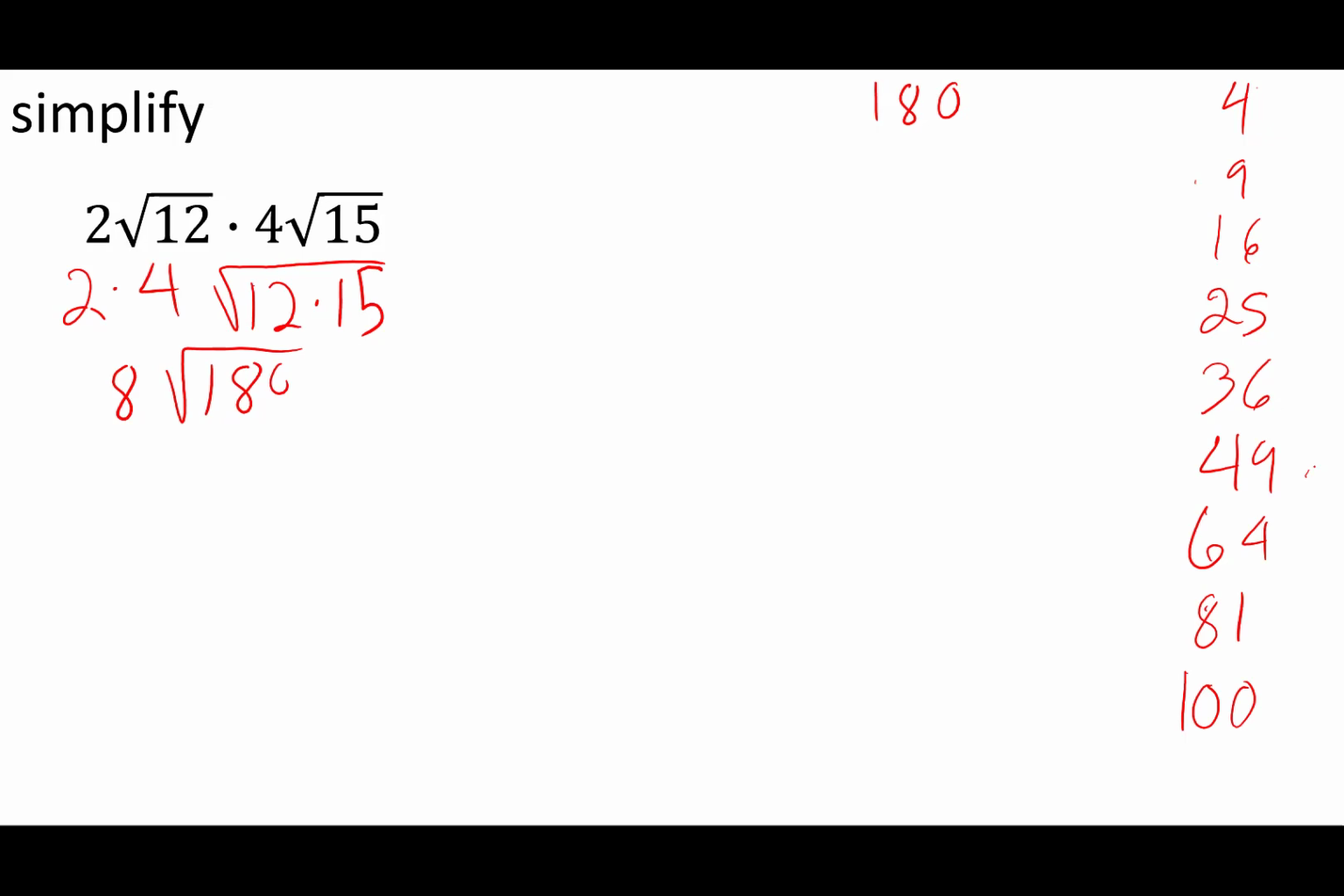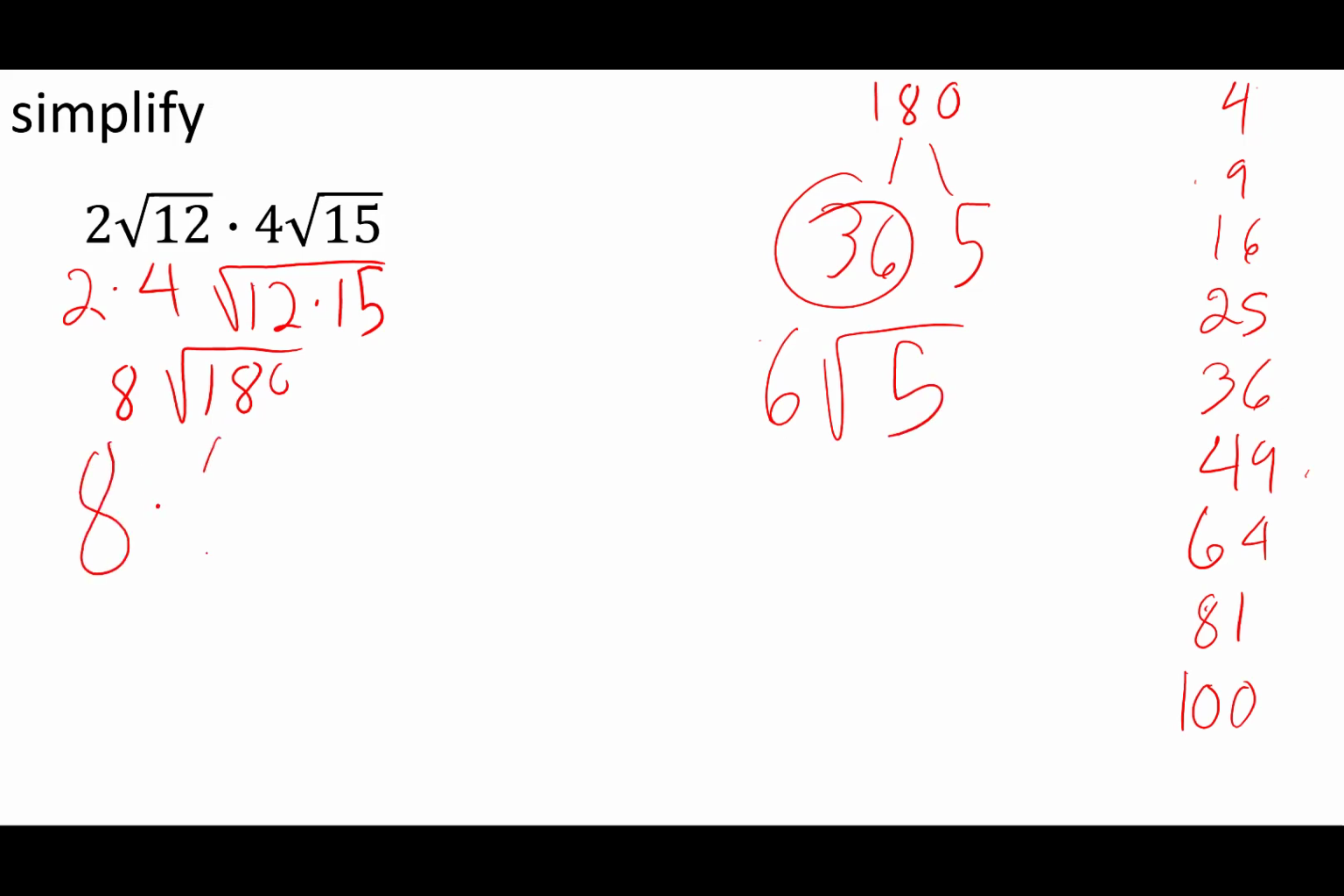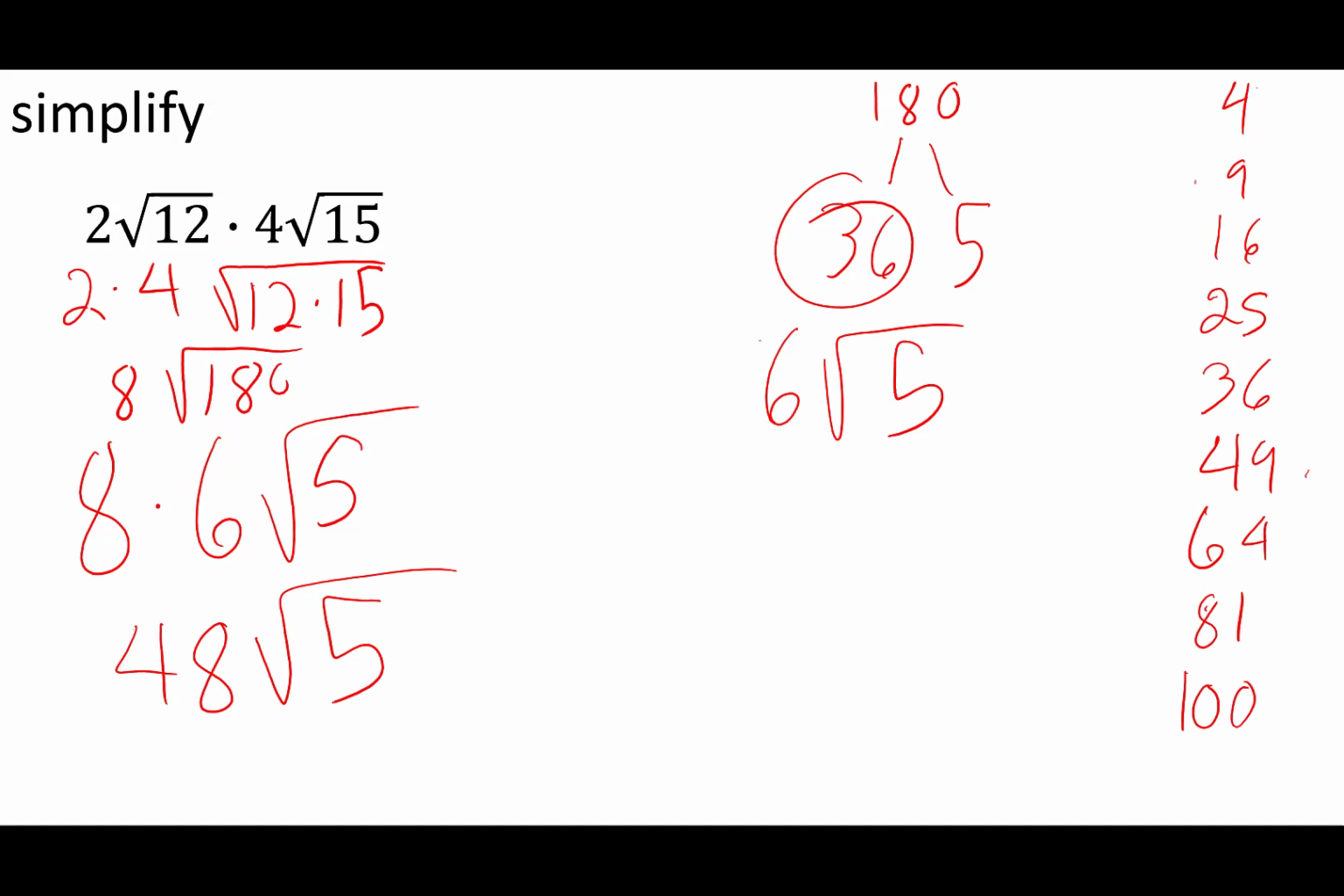So I'm going to take 180 divided by 36, and I get 5. So 36 and 5. Well, I know 36 is a perfect square. It's 6 times 6. So I end up with 6 square root of 5 there. So I'm going to get 8 times 6 square root of 5, because 180 simplifies to 6 square root of 5. 8 times 6 is 48, so I get 48 square root of 5.